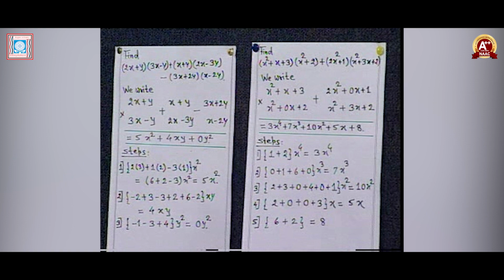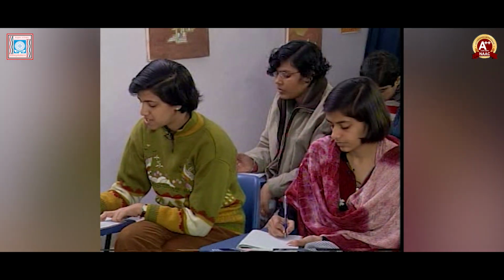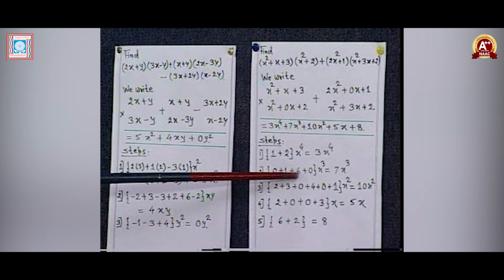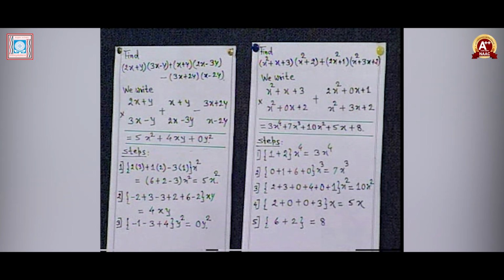1 into 0, 0. Plus 1 into 1, 1. Plus 2 into 3, 6. Plus 0 into 1, 0. So it is 1 plus 0, 6 plus 1, plus 6 plus 0, 7. 7x cube.